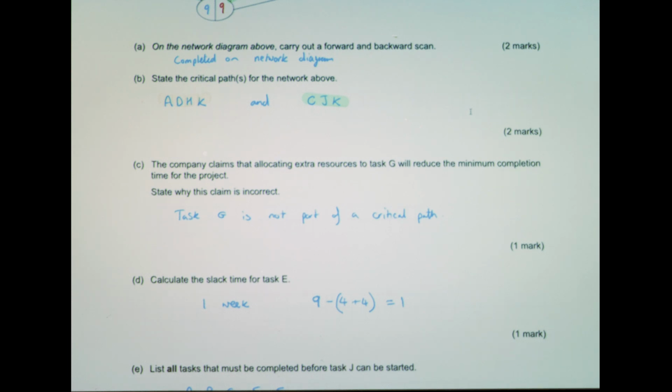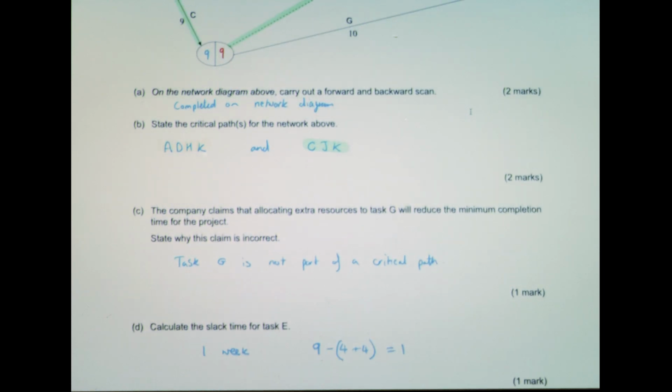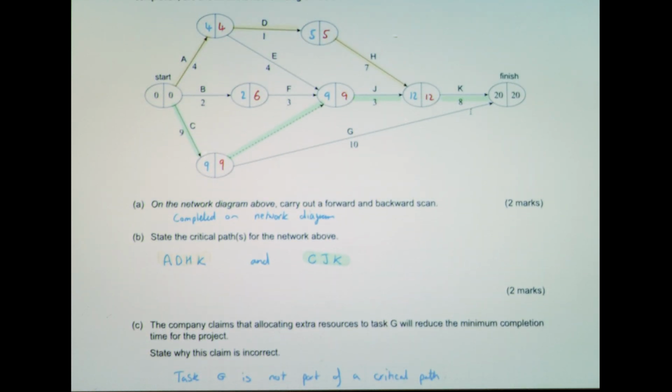Sorry, just a quick question about the critical path. If they incorrectly completed the backward scan and didn't have to, do you still award them 2 marks for just having the one? No. If you look at the marks allocation there, that's a good guide for how many critical paths should be there. If there's 2 marks, we're really looking for 2 critical paths. If it's 1 mark, it's basically 1 critical path.